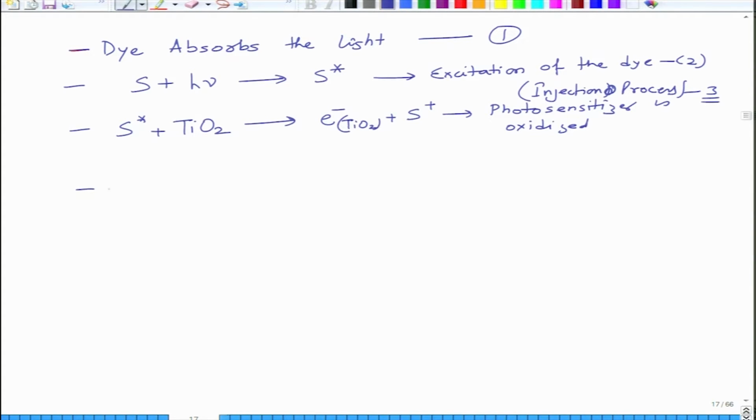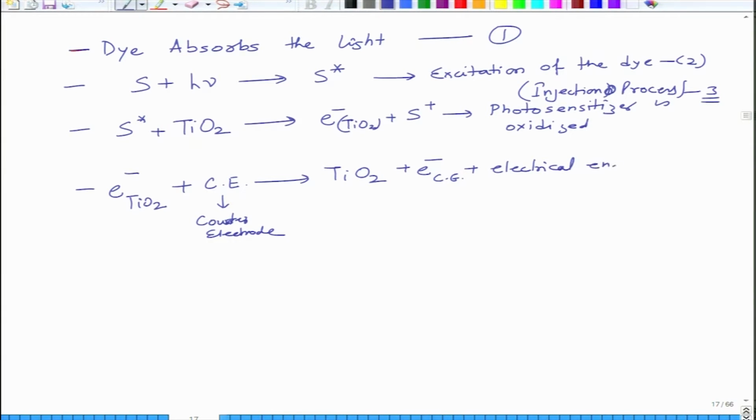This electron, which is going through TiO2, goes to the counter electrode, CE, the counter electrode. And then this gives rise to what we call electrical energy because it is connected to a load. So, this step is called the energy creation process. This is number 4.